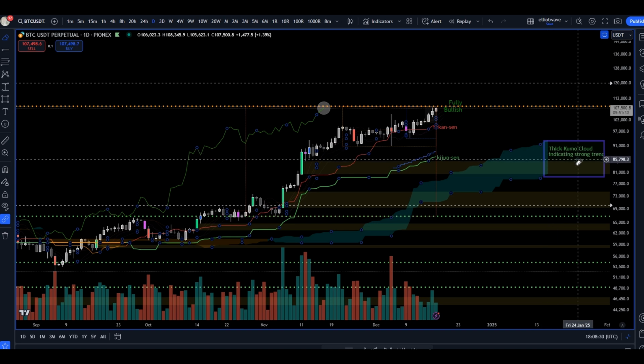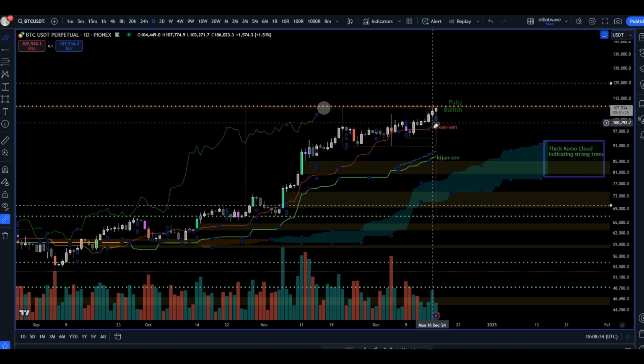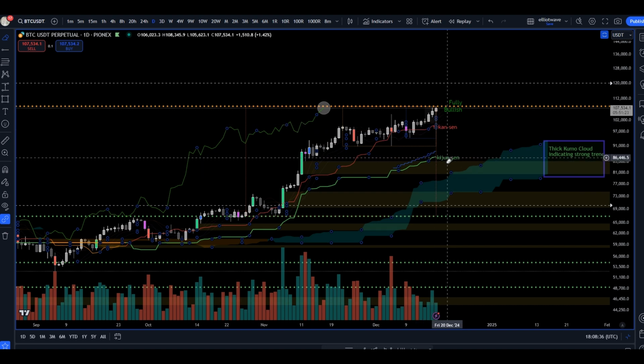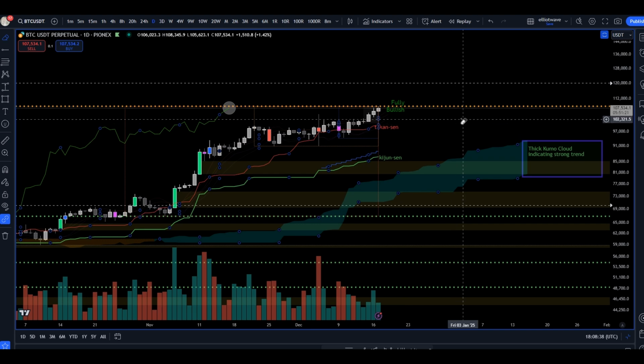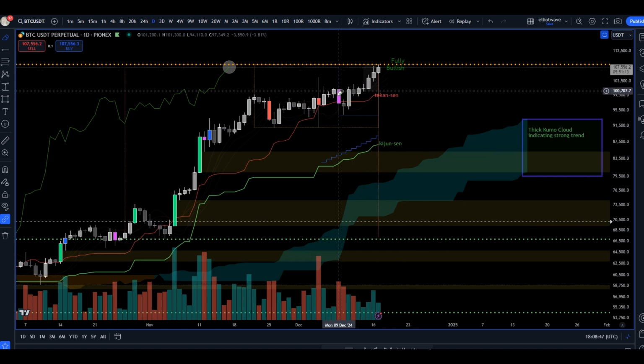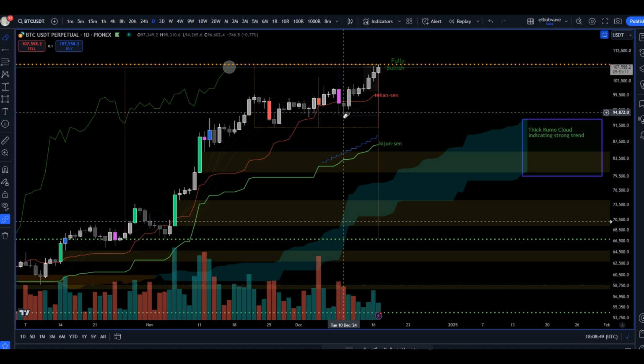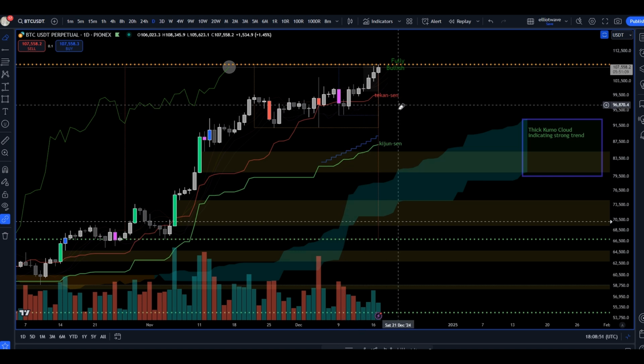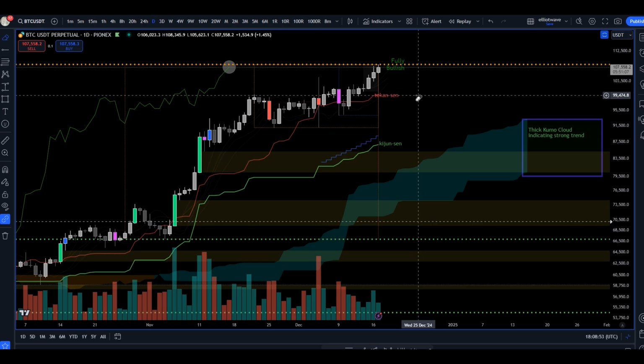The Tenkan-sen and Kijun-sen are key components of the Ichimoku Cloud, a comprehensive technical analysis tool. Tenkan-sen, the conversion line. This is calculated as the average of the highest high and the lowest low over the past 9 periods. It acts as a short-term indicator, showing the market trend's direction and potential support and resistance levels.